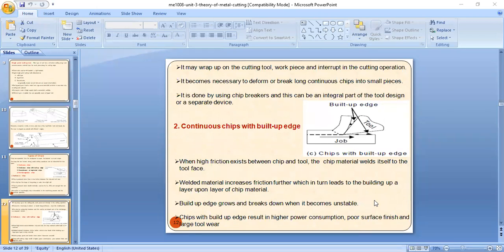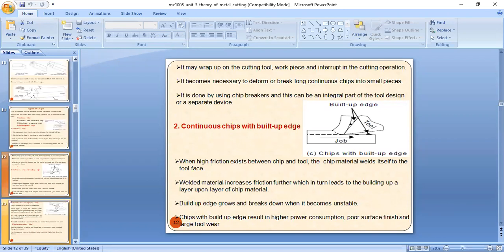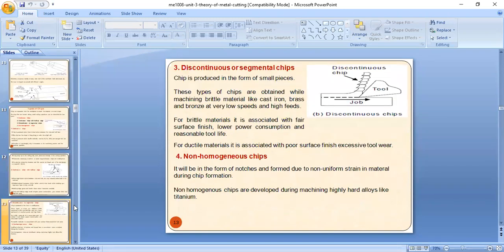So we have to replace the tool, and we have to go for the new tool. Whenever a new tool is replaced, mostly in manufacturing it is known as a tool change. So that is what we have as far as the continuous chip with built-up edge is concerned. Next we have the discontinuous or segmented chips.